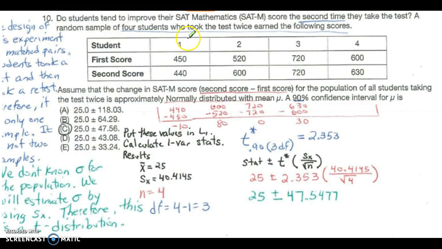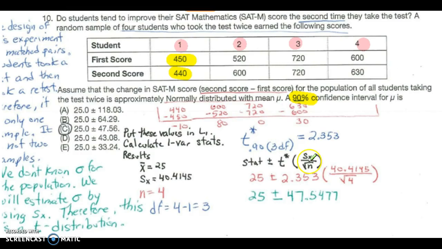In problem number 10, we have 4 students. The students take the SAT test 2 times, their first score and then their second score. This is one sample because I'm doing testing and retesting. I want to find a 90% confidence interval. So now I have the data.